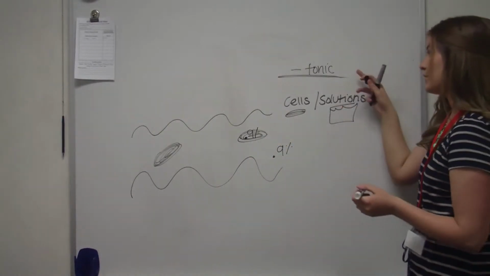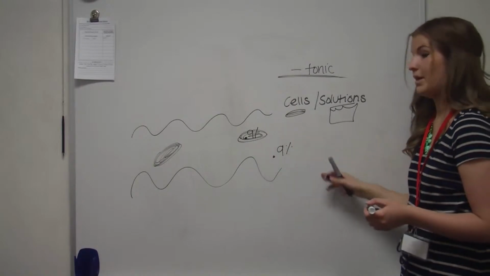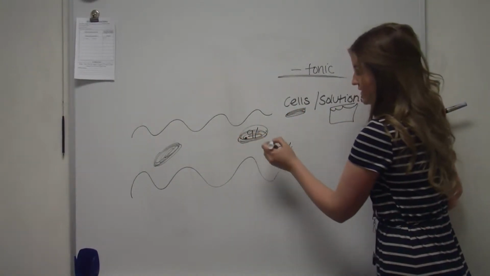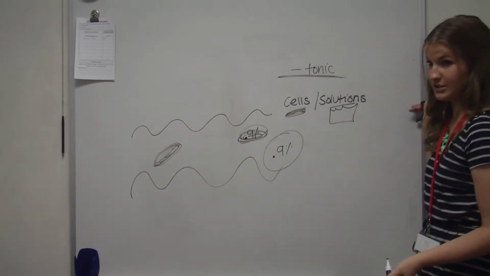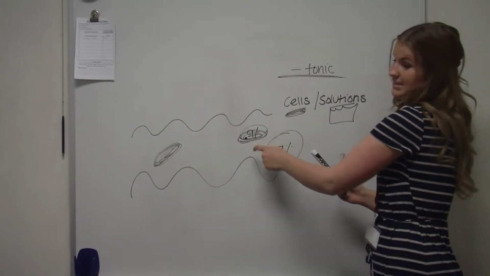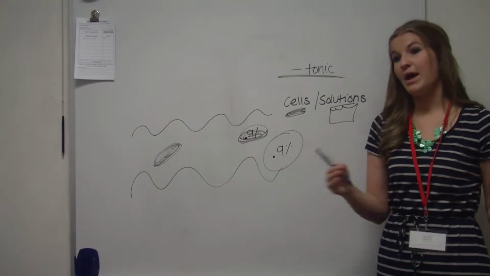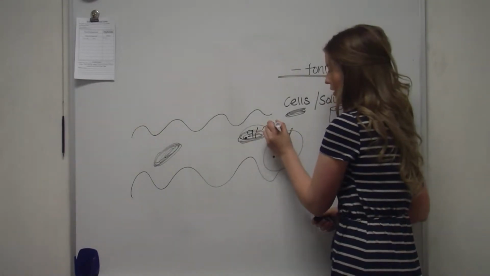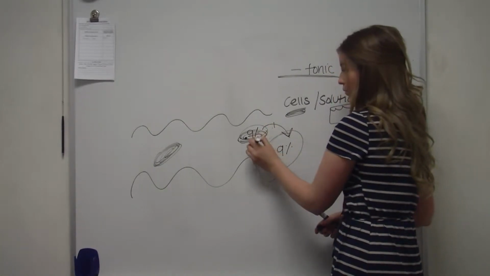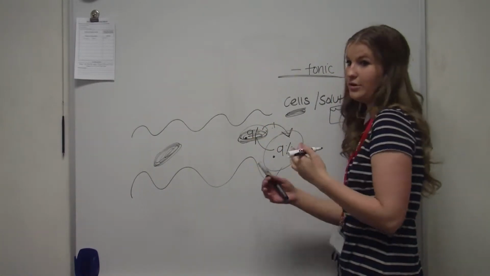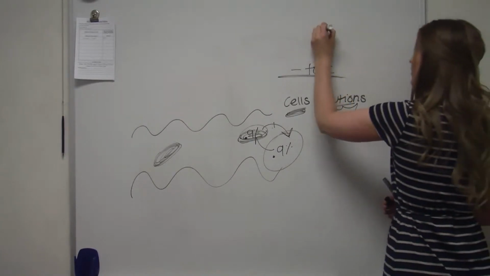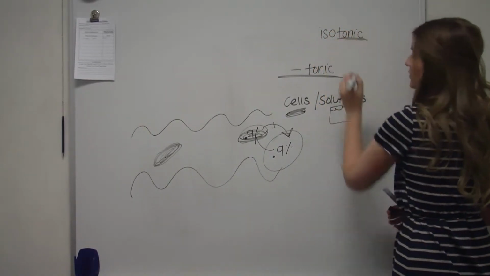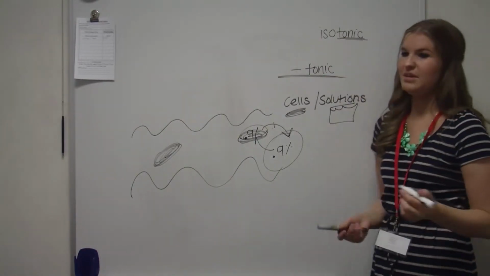So this is when we're dealing with how these two are comparing. We're comparing the cells to the solution. So this blood cell to the blood, which is our solution. Right now they're the exact same, right? So that means we'll have no net movement. Maybe 0.1 water is coming into the blood, 0.1 water will go back in. No net movement. So that would be an isotonic solution. Iso just means kind of equal.